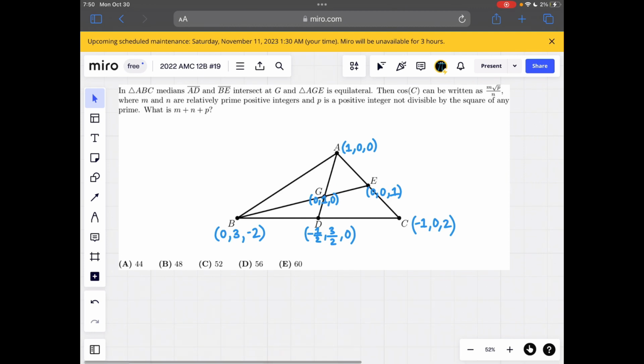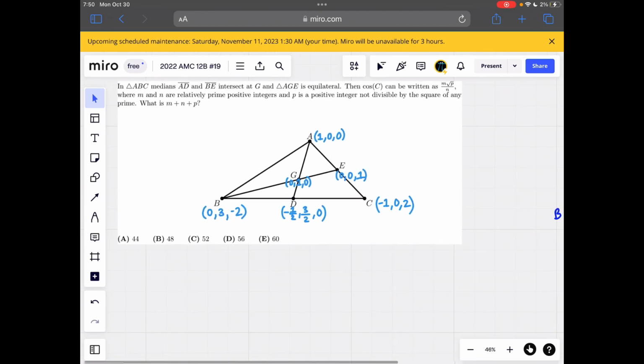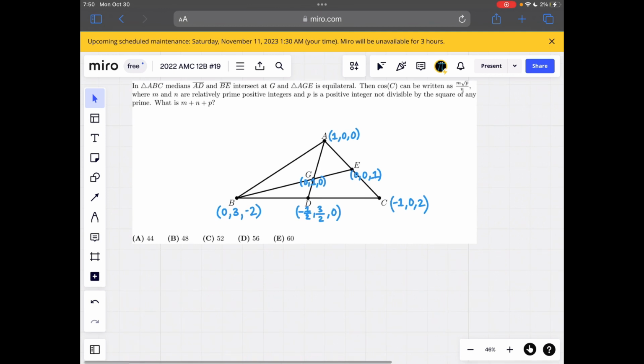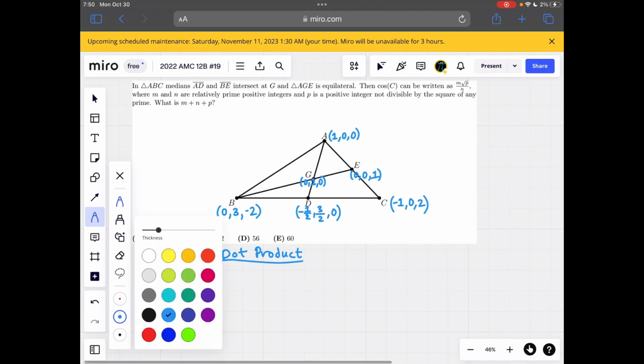Now the problem asks us to find the cosine of angle C. So how can we do that? Well, it turns out that we're going to use the method known as the dot product method to find the cosine of angle C. The dot product method is pretty simple.